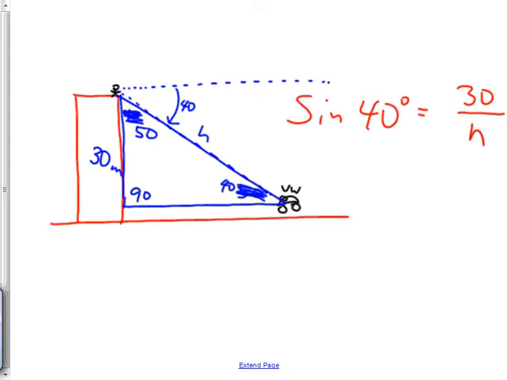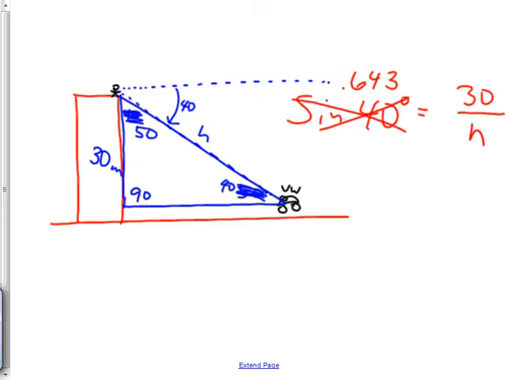And now if you can just type in sine 40 on your calculator and then solve for h, it'll be a piece of cake. So what did you get for sine 40? Okay. Sine of 40 is equal to 0.643. Excellent. That's what I would expect to see on your paper.